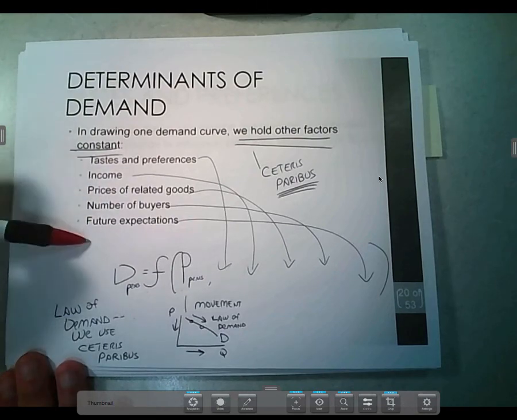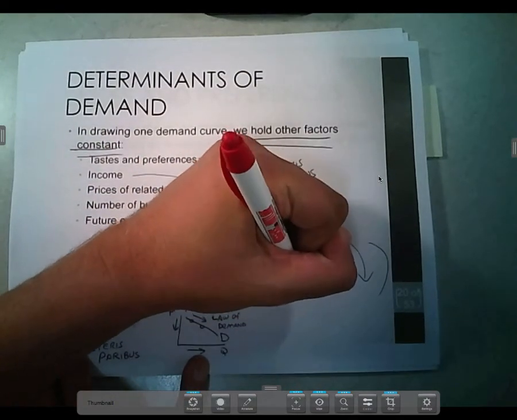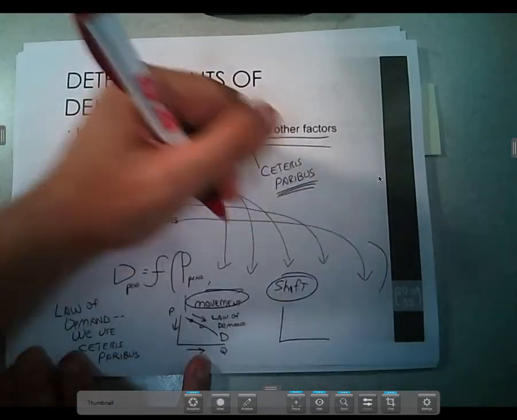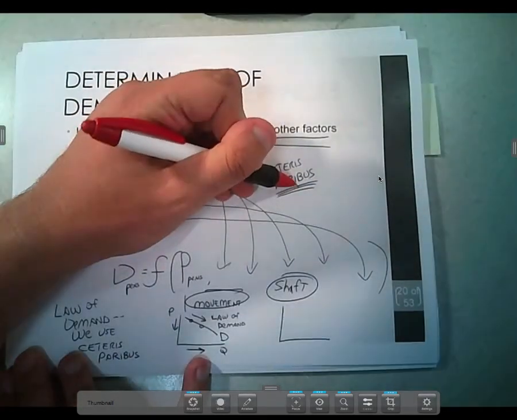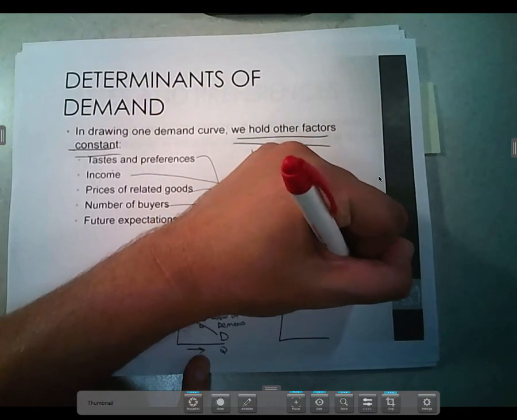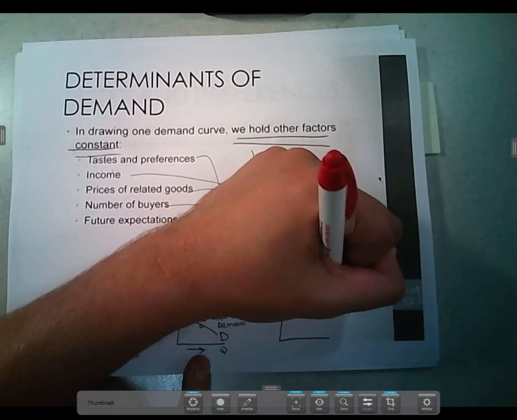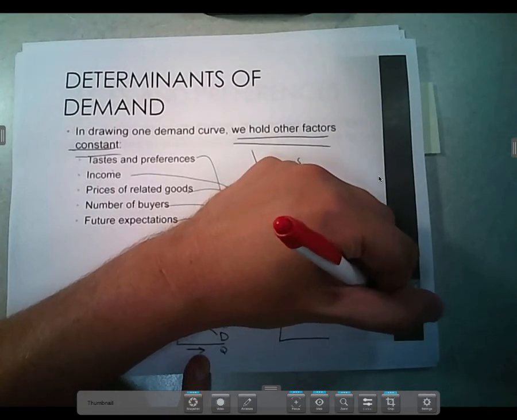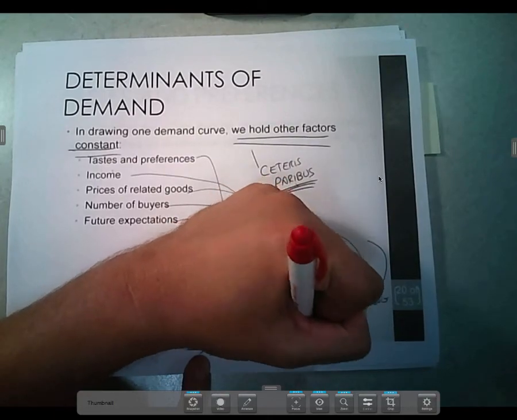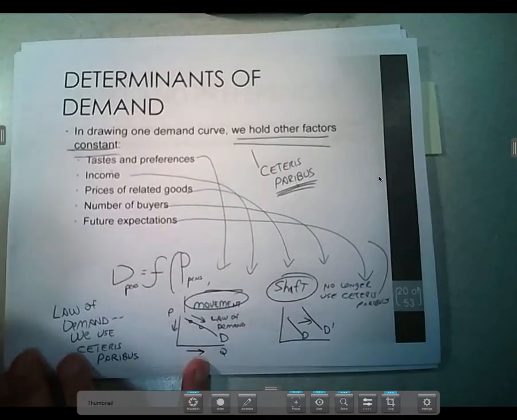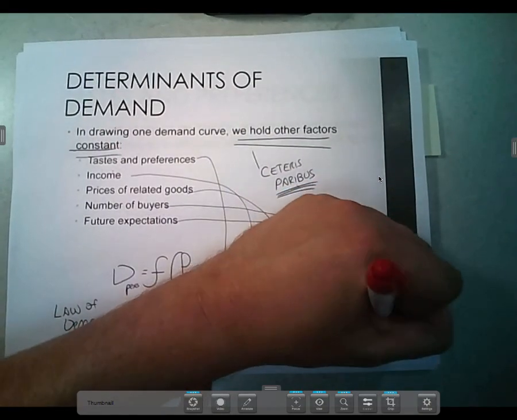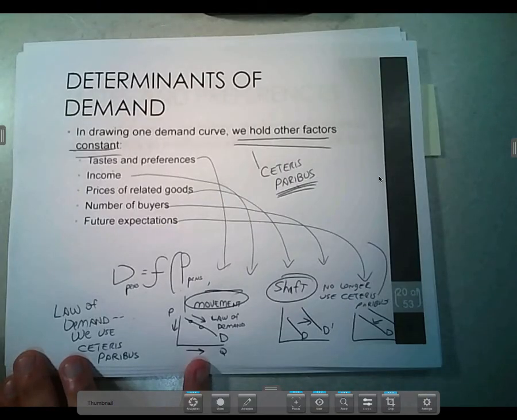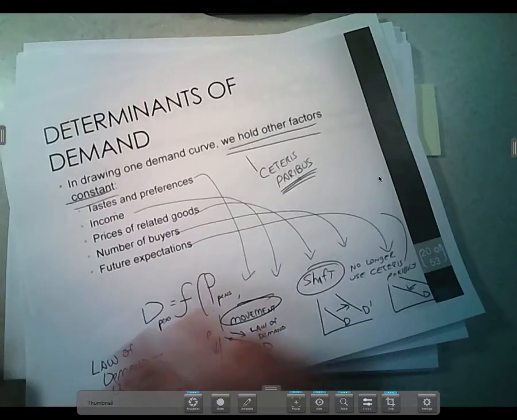When we change these things, this is when we shift the curve rather than move along the curve. Meaning, when I change these other factors, I no longer use ceteris paribus. And because of that, I can shift the demand curve outwards, or I can shift the demand curve inwards, by changing one of these things.